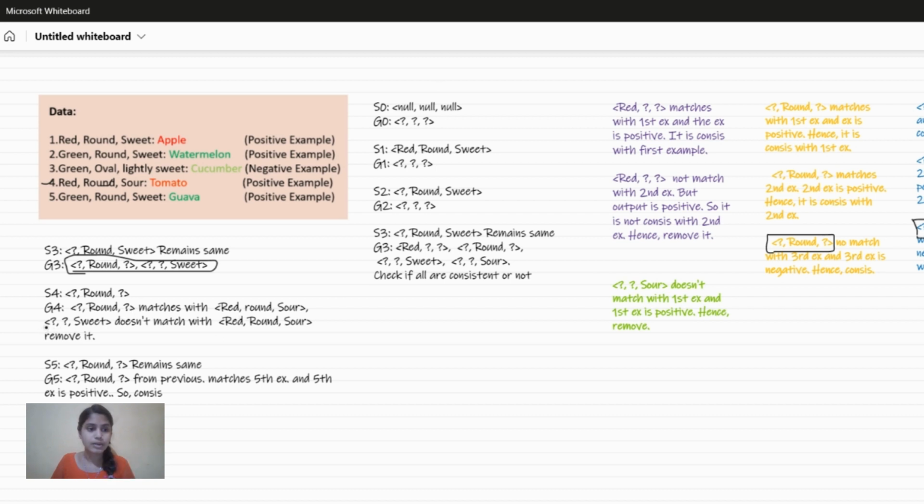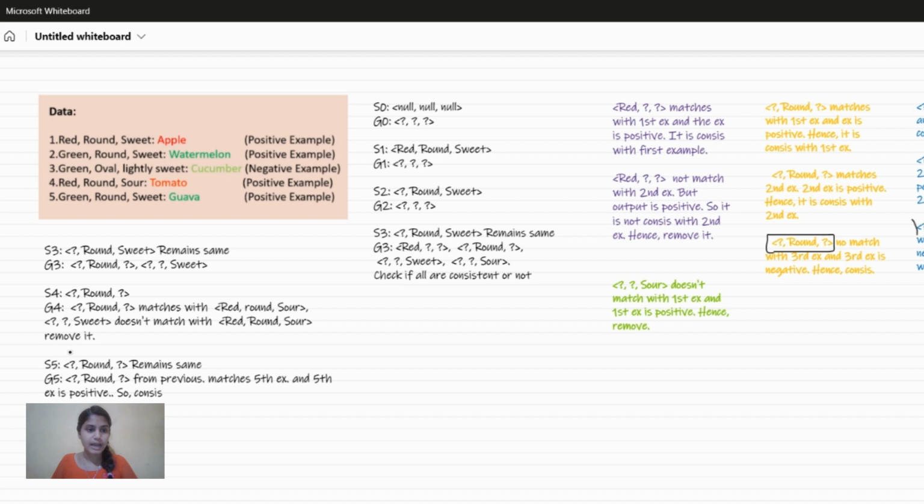And the next one is question mark, and sweet. Question mark contains all colors, and question mark contains all shapes. But sweet, it is sour, not matching. So we will remove it from our general hypothesis. Now we are moving to the next step, which is positive. So we will work with the specific hypothesis only.